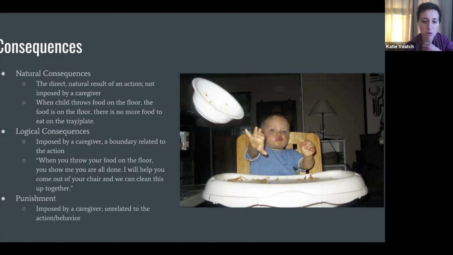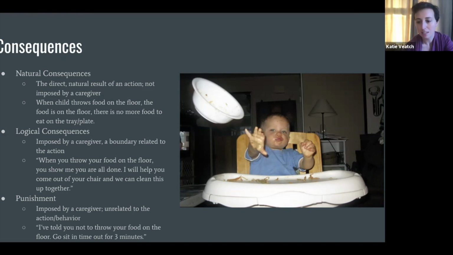Punishment is imposed by a caregiver or a parent, and it's unrelated to the action or the behavior. So what this looks like is, I've told you not to throw your food on the floor. Go sit in a timeout for 3 minutes. The shame, the blame, the guilt, the punishment, right? We don't need to do that. Punishment has been shown to be ineffective. I have a few articles for you in your resources on this. Let's aim for the natural consequences. And when we need to, we jump in with the logical consequences. We should never, ever need to punish.